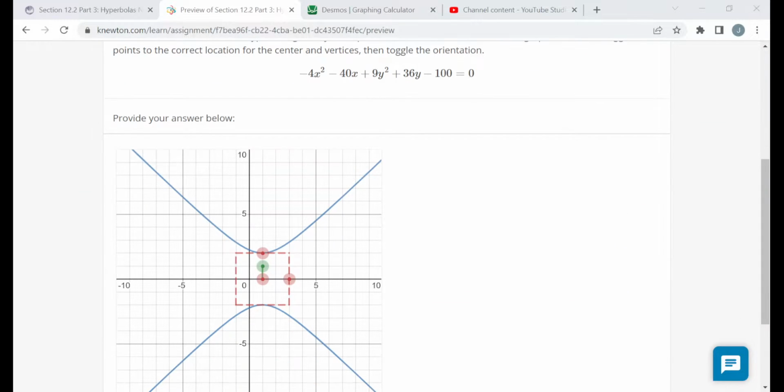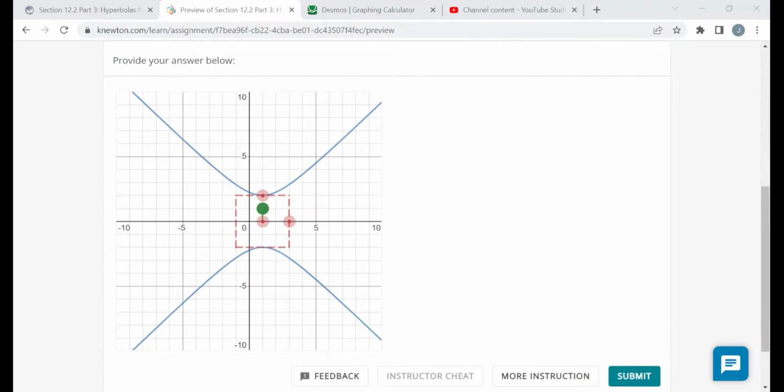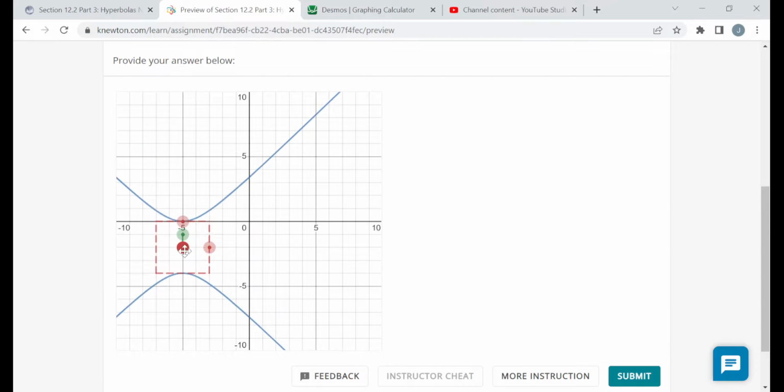So the transverse axis is already vertical. The curves are opening up and down, so that's good. Don't need to move the green point. Then the center was at -5, -2. Right, so I move the center over to -5, -2. Just click on it to make sure.